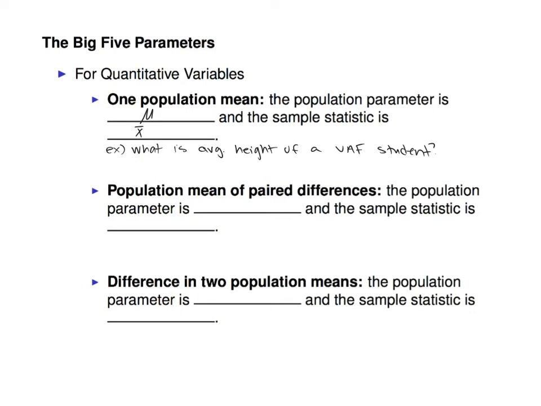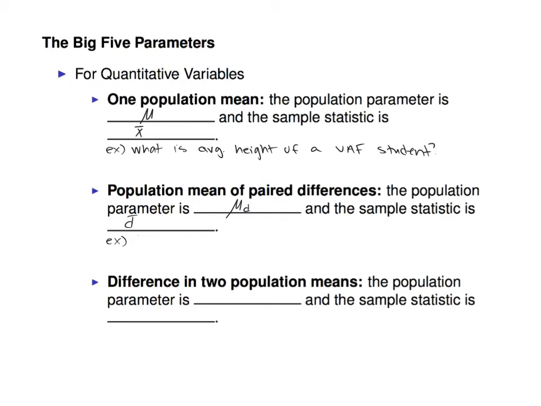Now, a population mean of paired differences. In this case, you have measurements that are paired and the differences are computed. For example, before, after, in a weight loss study or matched pair design. So in this case, the population parameter is mu with a subscript of d, and the sample statistic is called d bar.